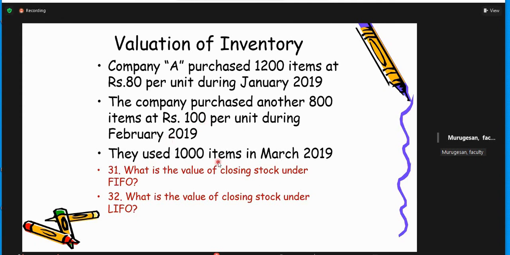Now in March they start production. How many units are used in production? 1000 units are used. There are 2000 units of raw material, and in March they use 1000. Now the question they will ask is, what will be the value of closing stock under FIFO? 96,000.